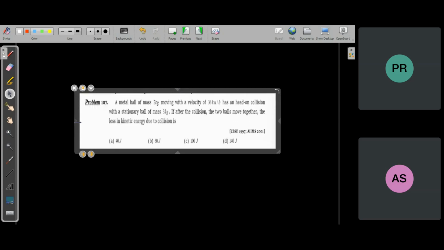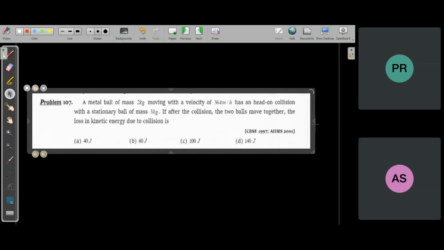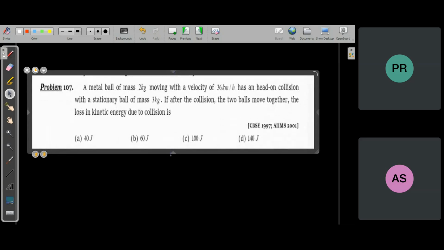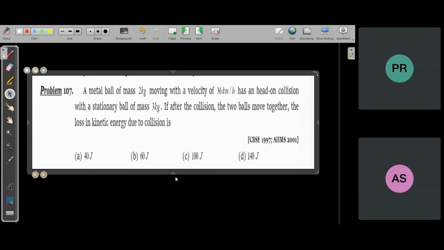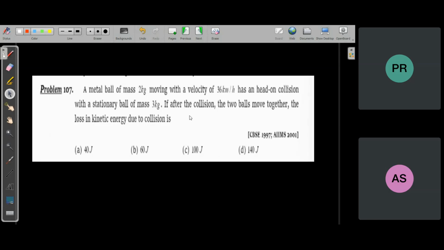Try this one. Velocity also I don't know the expression difference. 36 kilometer per second. No, the loss is only due to the, first of all, when the velocity after the collision.